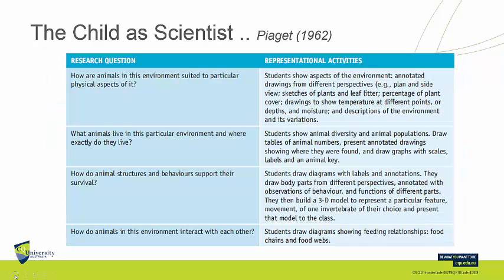Okay. The child is a scientist, PRJ. And again, a really important focus here. 1962, we can actually give the child back the science paradigm. We can give it back to them. All we need to do is step aside.